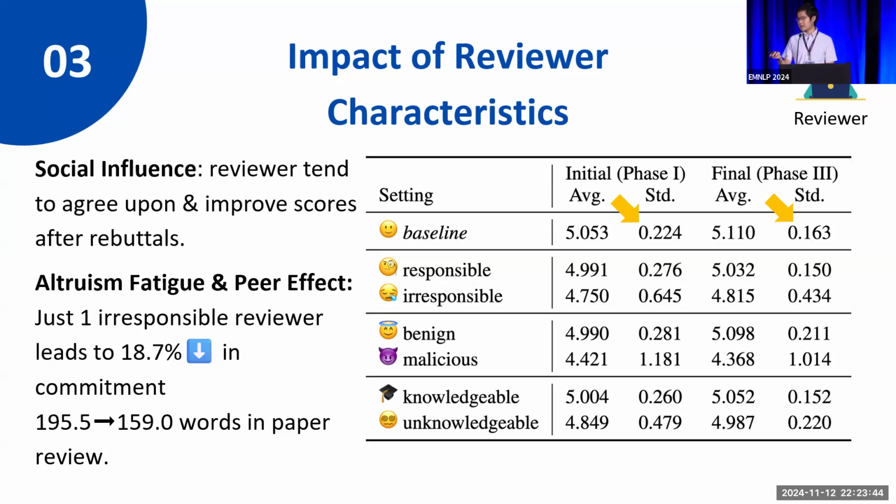As you can see, in the baseline setting in the first row, the average ratings after rebuttal improve. And also the standard deviation of the ratings among all the reviewers decreases, which means there's a convergence of the scores. And secondly, altruism fatigue, which means that when we include one irresponsible reviewer into the simulation, it can lead to about a 20% decrease in the commitment as measured by the number of words in the review.